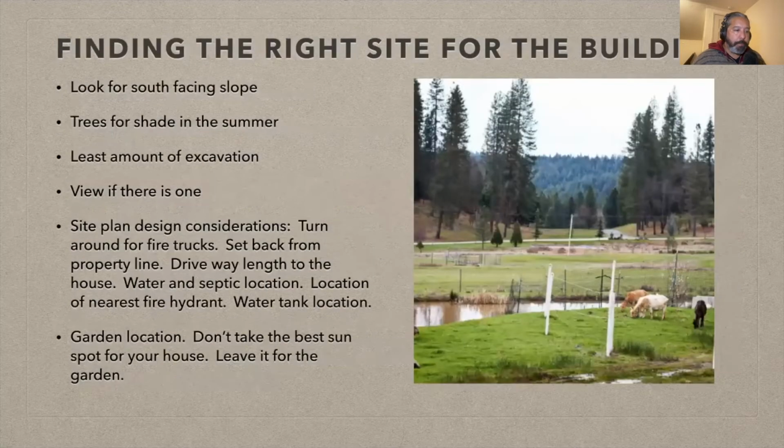Okay, let's move on. Finding the right site for your building, really important. Especially for passive solar design, you want to look for something that has a south slope or south facing slope. If you're looking at a property and you see that it is north facing, it's going to take a long time for the sun to get all the way around. And by the time it does, especially in the winter, you may only get 2 or 3 hours of heat coming into your window. So it's important to find something that's south facing. You also want to have some trees for shade in the summer. Think about that. It's important.